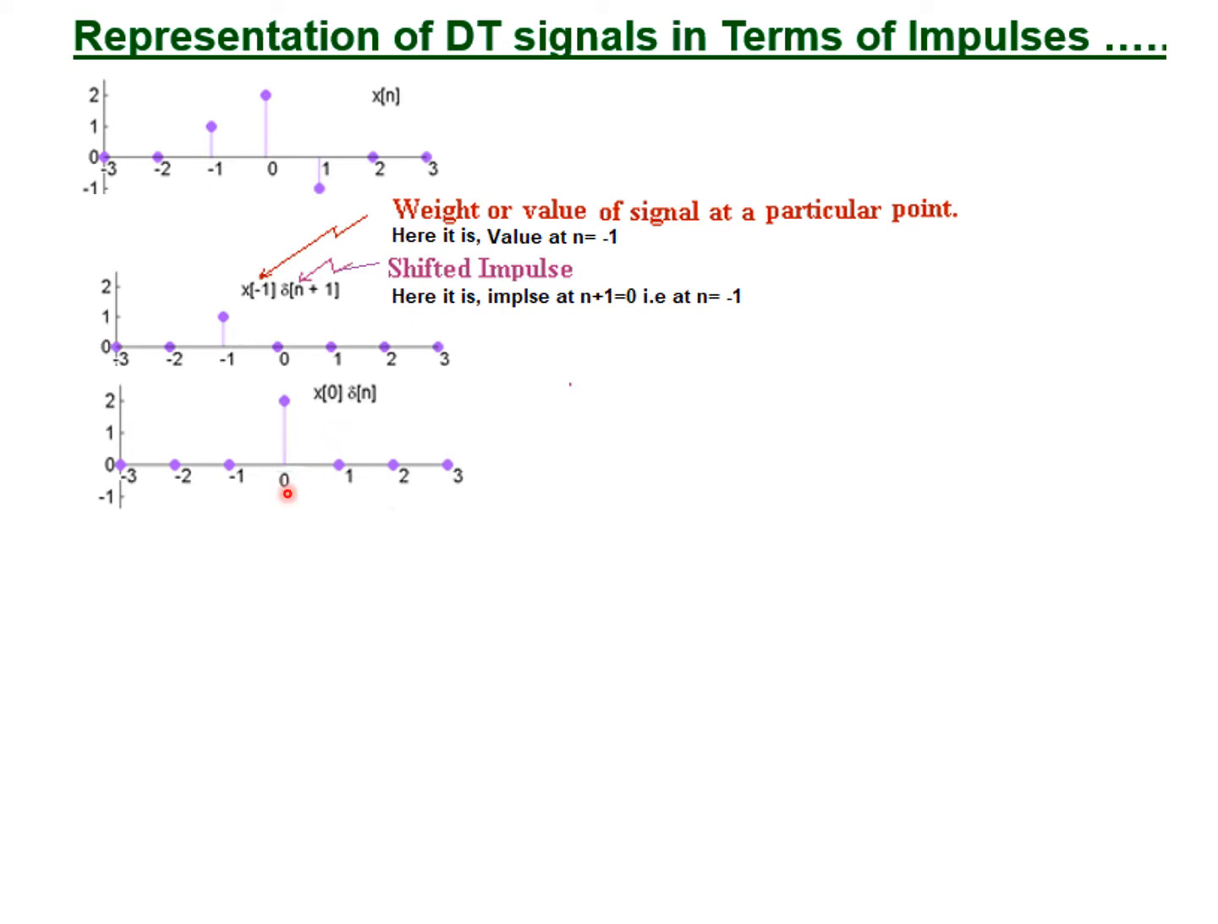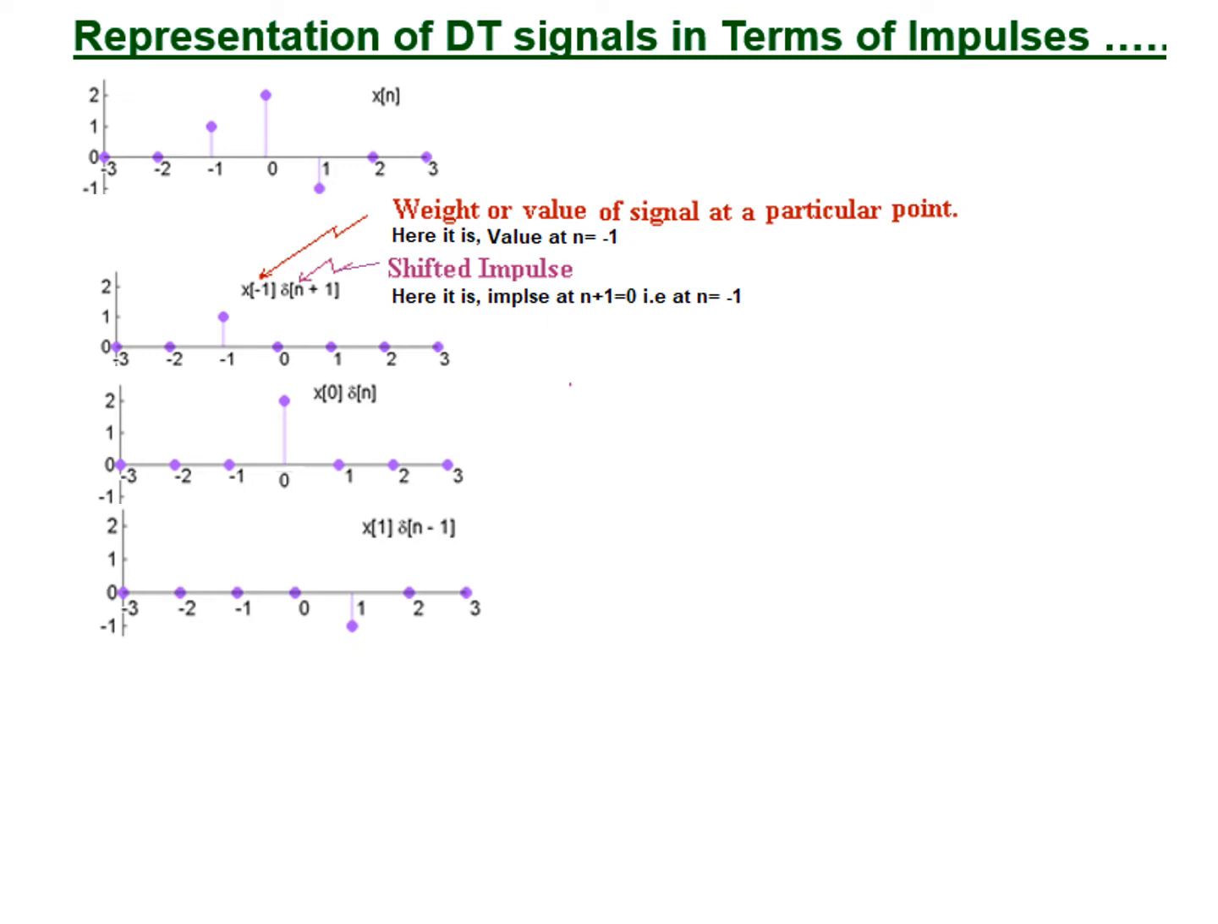And since there is no shifting, so delta is at n. And the third one is shifted at n equal to 1, and its amplitude is given here. So we write it as x equal to 1, and delta is shifted by n minus 1. n minus 1 equal to 0 means n is equal to 1. So it is written like this, shown here.